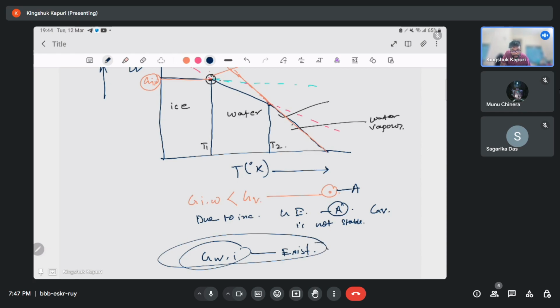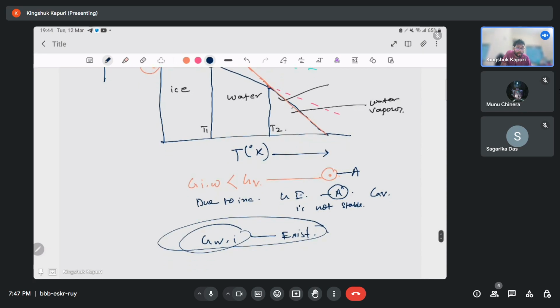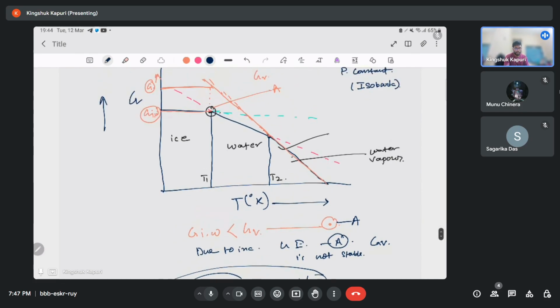That is why that point is called the ice water coexistence line. Because the G of both the substances are the same at that point, and the G of vapor is more, it is not the same, it is at a higher value, and higher G means lesser stability. So at that point, water vapor is not stable, it is unstable. And if it is unstable, it cannot exist at that point. Okay. So this is a very significant diagram.